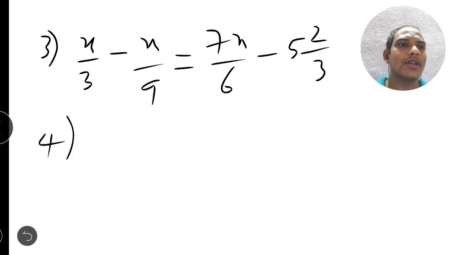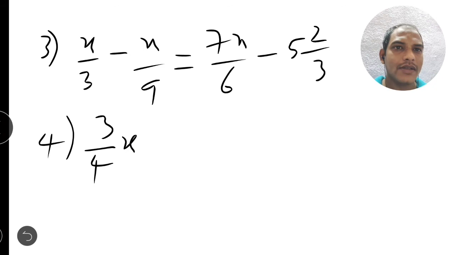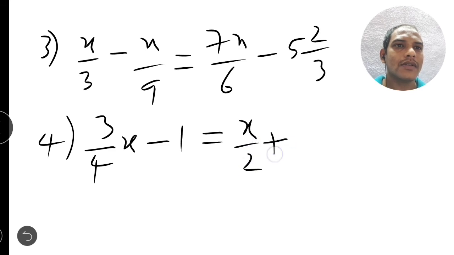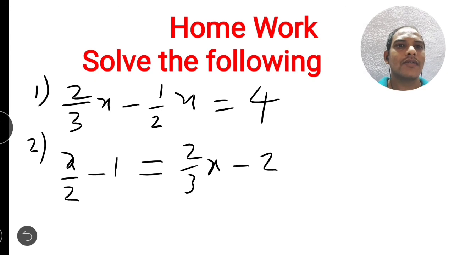Next, fourth question: 3 by 4x minus 1 equals to x by 2 plus 4. So these are the 4 questions. Find out the x value in each question.